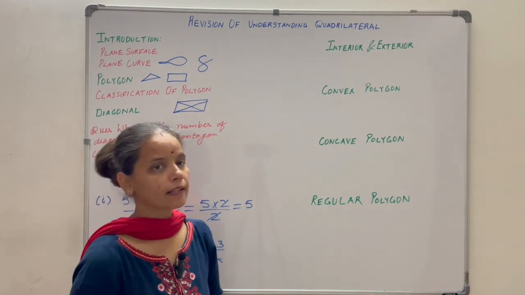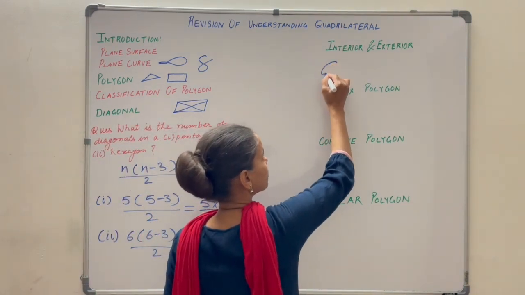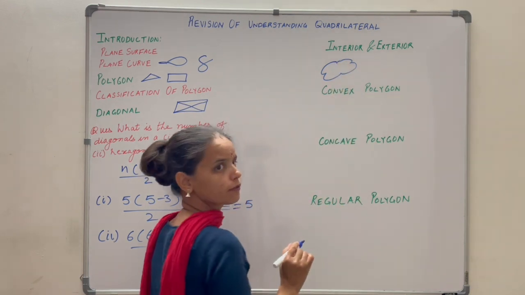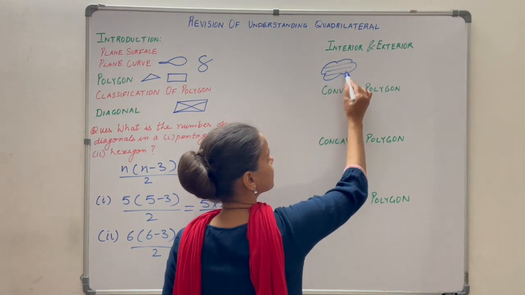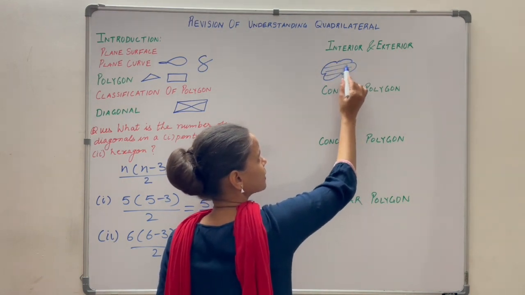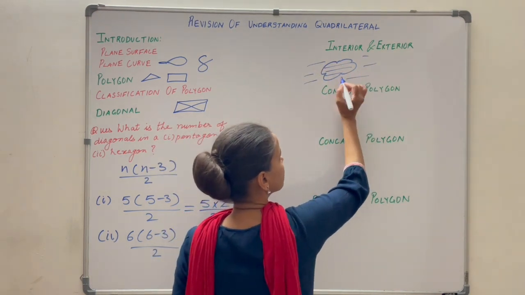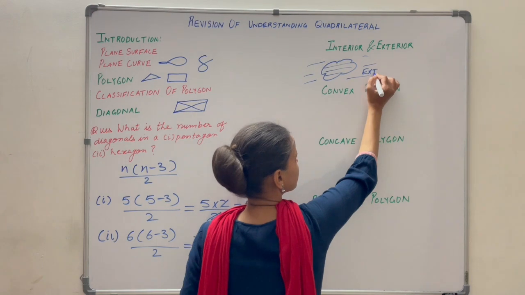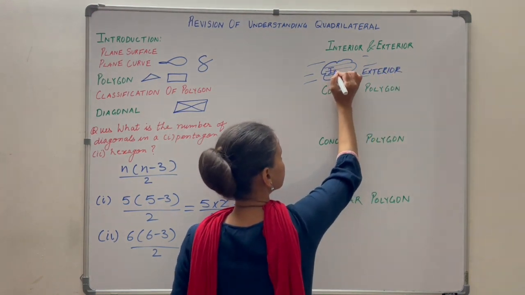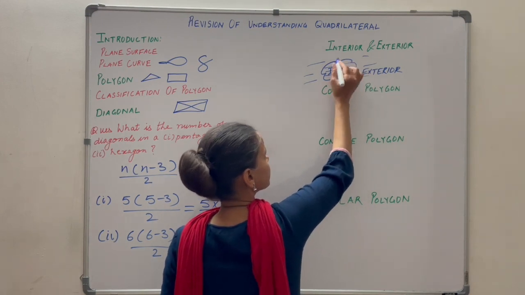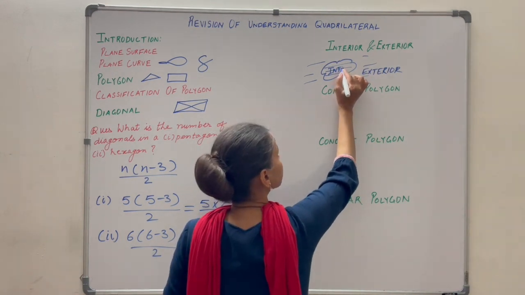Interior and exterior of a closed curve. This is a closed curve. You are able to draw it without lifting a pencil. The interior is enclosed by the boundary. Entirely inside is called the interior and this is called the exterior. This part is the exterior of a plane curve and this is the interior. Everything inside the boundary, enclosed by the boundary, is called the interior.